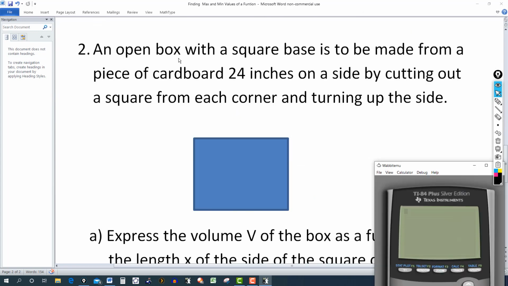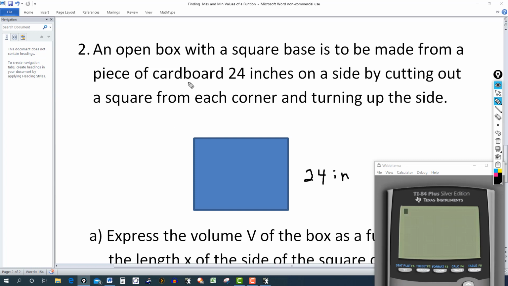So this one says an open box. Okay, so let's consider an open box with a square base. Okay, so this is the square base right here. Is to be made from a piece of cardboard 24 inches. So this is the piece of cardboard 24 inches. Okay, so it's 24 inches. And that's all the way around, 24 inches, all 4 corners, 4 sides.